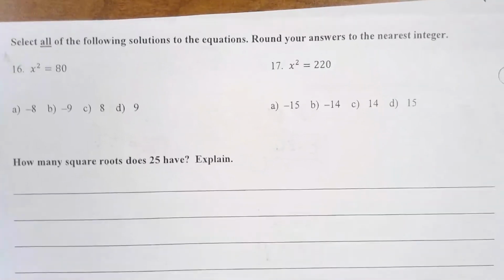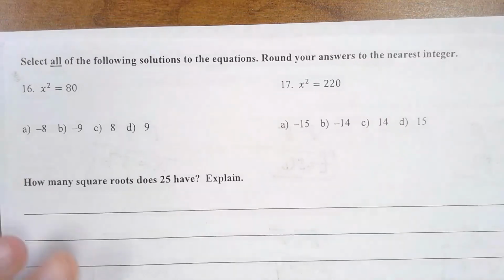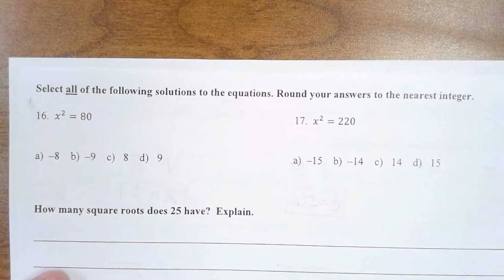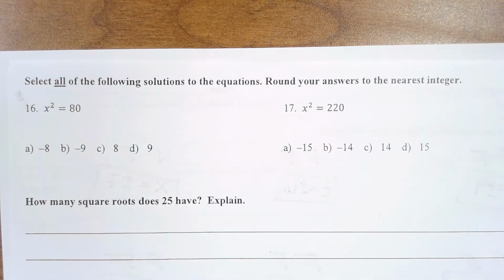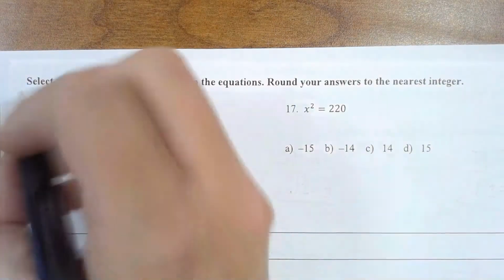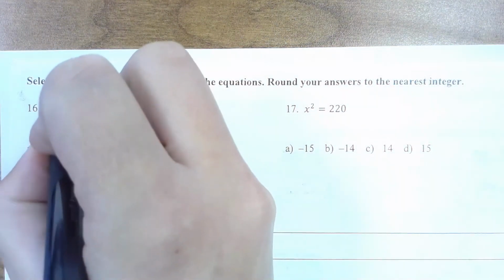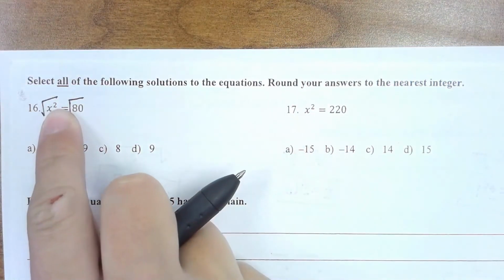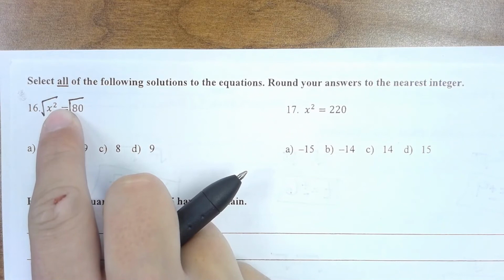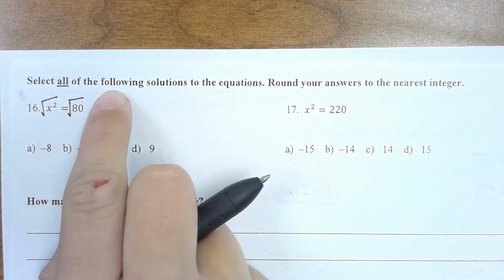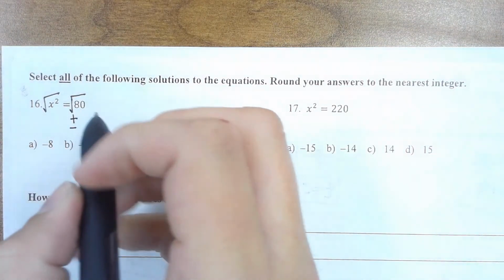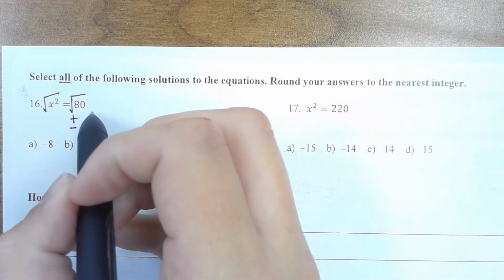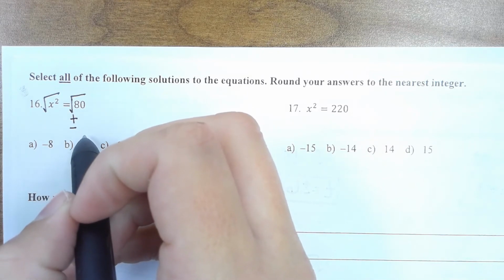Alright, backside. So we are going to select all of the following solutions to the equations. Round your answers to the nearest integers. Okay, so again, whenever you're solving and you're trying to get x by itself, what it's doing right now is squaring. The opposite of squaring is square rooting. And remember, when you square root a number, you're going to get that plus minus sign, okay, because it can be the positive and the negative answer to that solution.